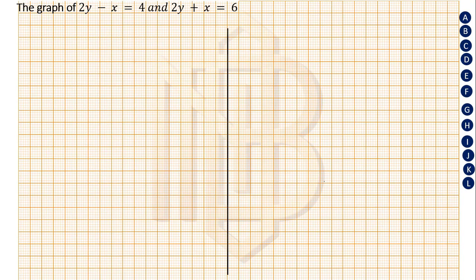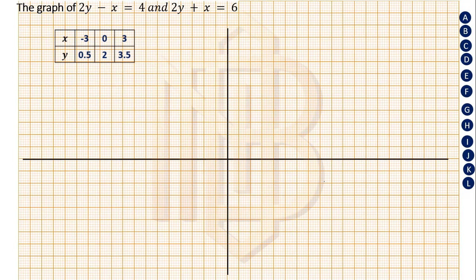For the y-axis and for the x-axis. Okay, now the next thing is for us to determine the scale that we are going to use. To consider the scale, we have to check our tables. Let's take a look at table 1. For table 1, you agree with me that this table belongs to this equation.